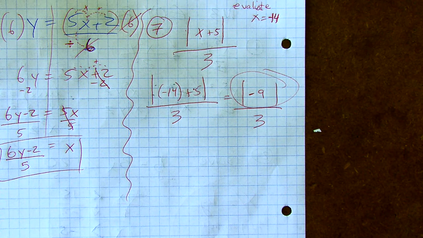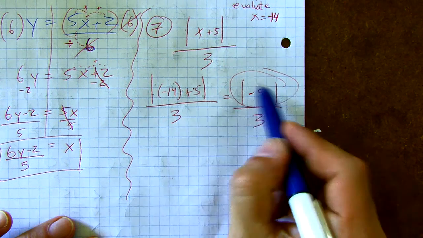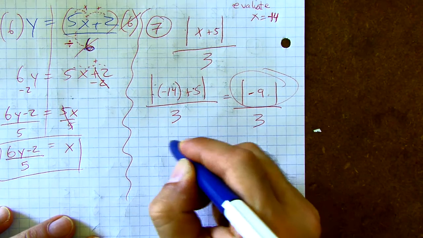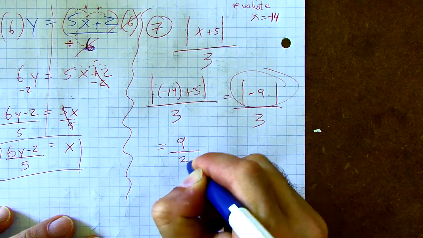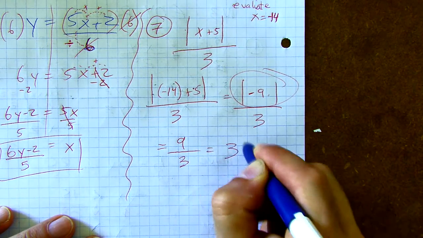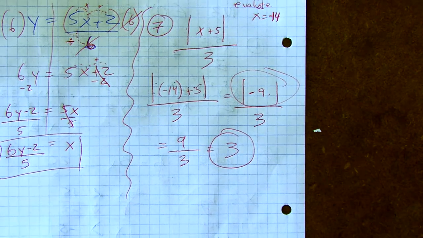All right, Hunter, perfect. Got it. Okay. Maggie, did you get an answer? What'd you get? 3. Boom. Because the absolute value of negative 9 is positive 9. Perfect. And then we divide by 3. And we get 3. All right, nice, Hunter, as well. Perfect. All right, good online, good.